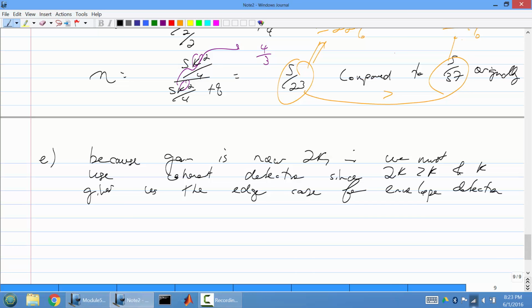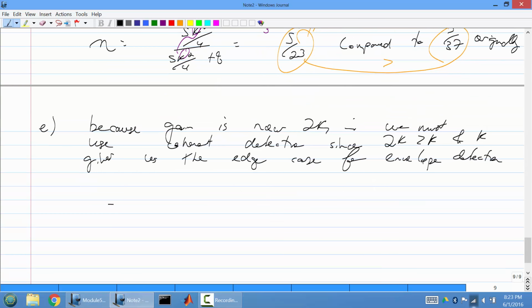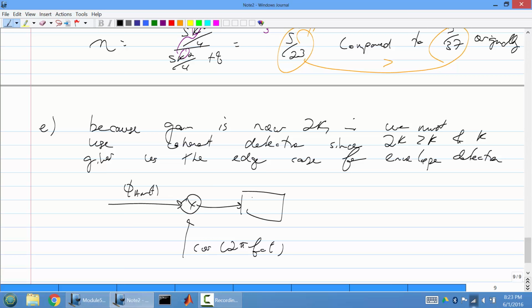Okay, so the basic block diagram would just simply be this. You have a signal coming in, multiplied by cosine 2 pi fc, and then the output. You have a low pass filter, and then you finally have your message signal within some tolerance, some scale factor. Okay. So that's what I would do.